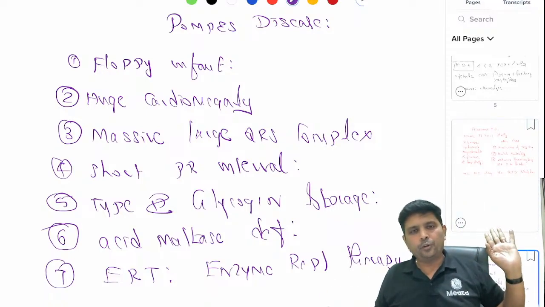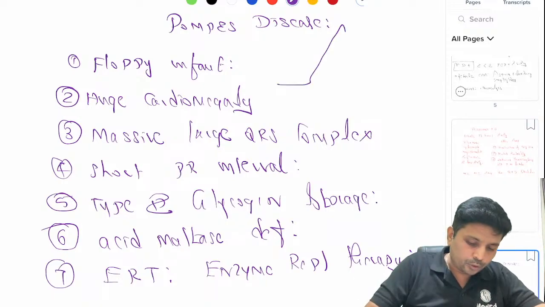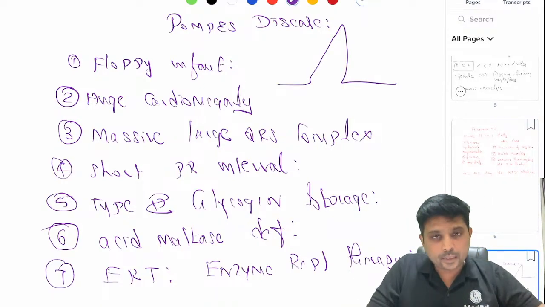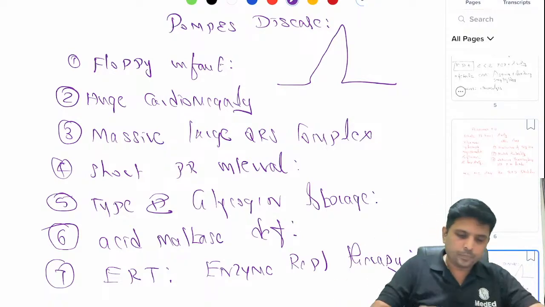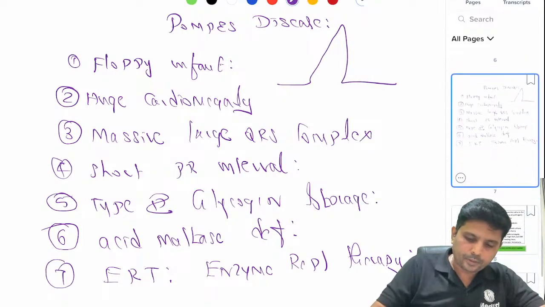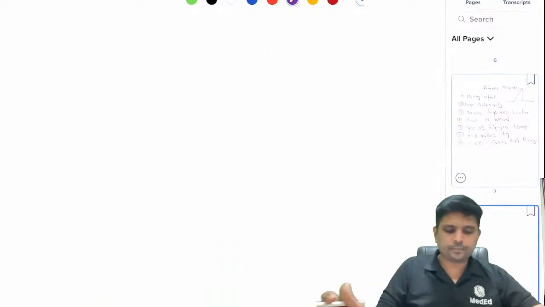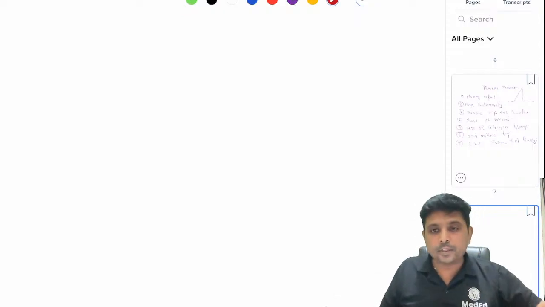That's all about Pompe's disease. So Pompe's disease means a large QRS complex and a massive heart. This is more than enough for an undergrad. So next, what next?